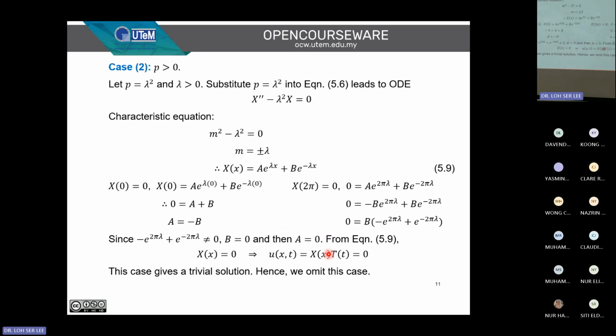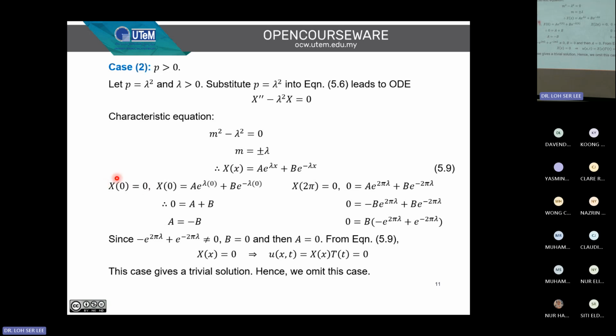Next we look at the second case when p is greater than 0. So your p is λ². We substitute p by λ². Just now you have X double prime minus pX, so the p is λ² now. Here we solve using the characteristic equation, and the roots are real and distinct. So you get this, this is your X.